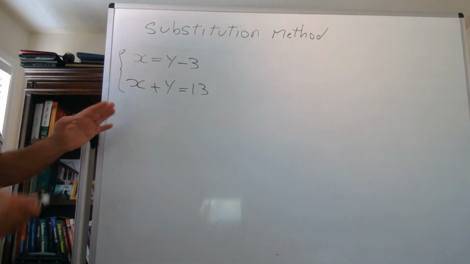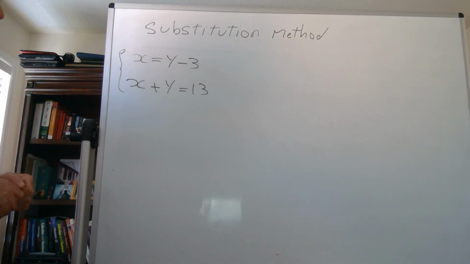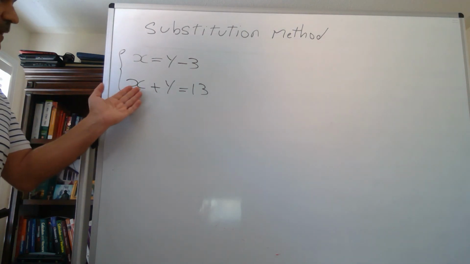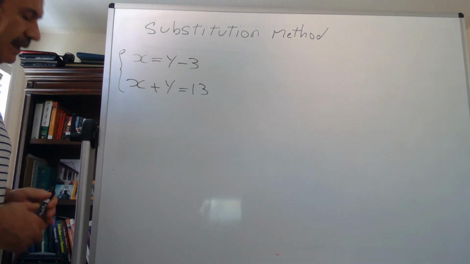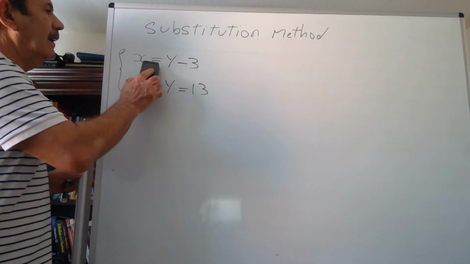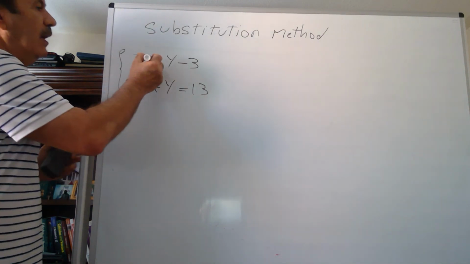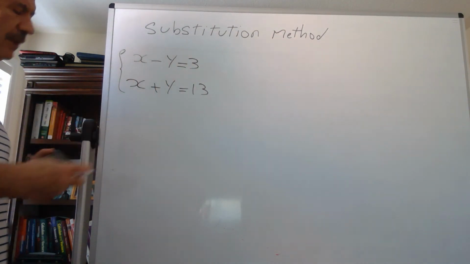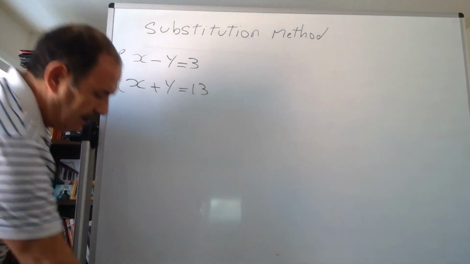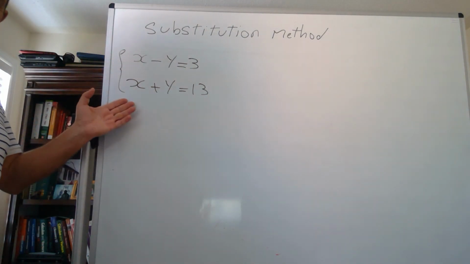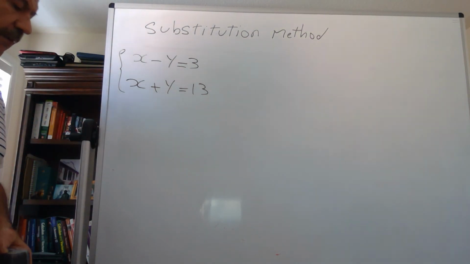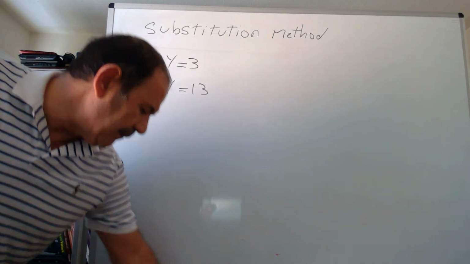This example, if I want to start from the beginning, the bottom one is x plus y is equal to 13. The top one, I can say x minus y is equal to 3. Look at this simultaneous linear equation that I want to solve with substitution method.